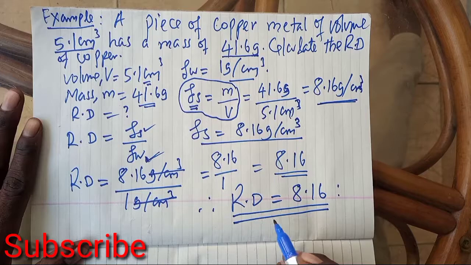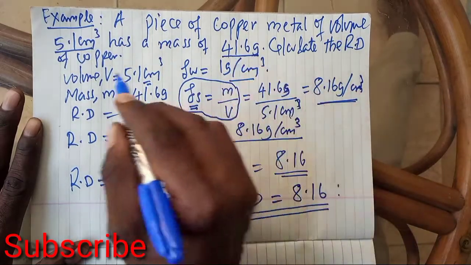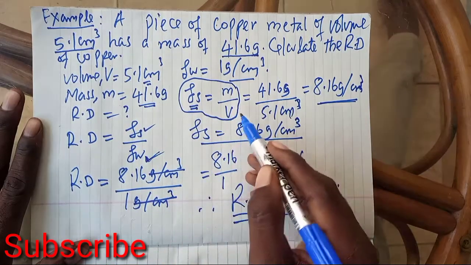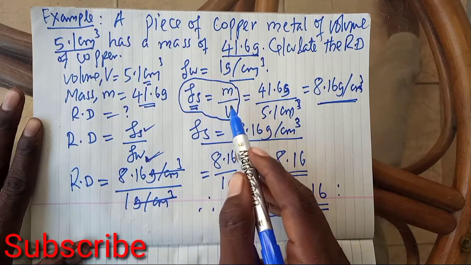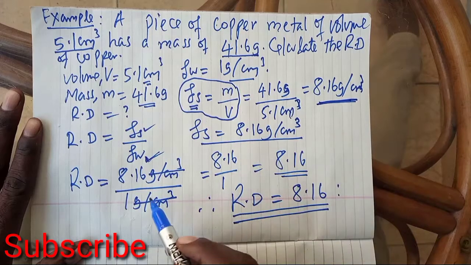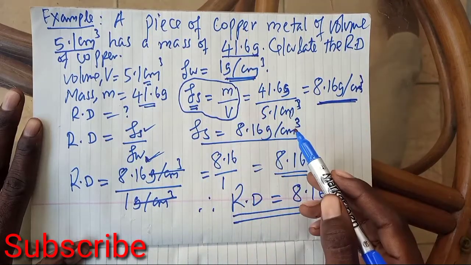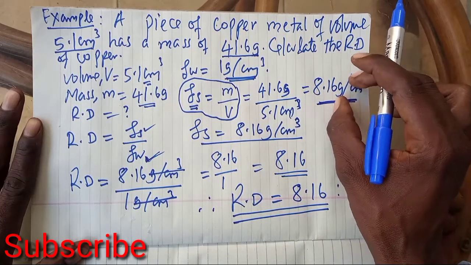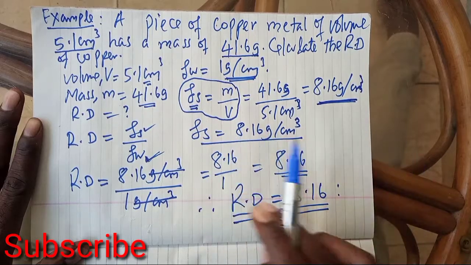Kwa hiyo swali kama hili hapa, umepewa masi, umepewa volume, haujapewa density of the substance. Kwa hiyo unatumia kanuni ya kawaida ambayo ni density of substance sawa sawa na mass over volume, ambapo utapata density of the substance. Lakini kumbuka density of water ni constant ambayo ni 1 gram per centimeter cubic, ambayo sasa baada ya kumepata density of the substance unakuja sasa unaiapply ili uweze kupata kila ambacho sasa kinaitwa relative density.